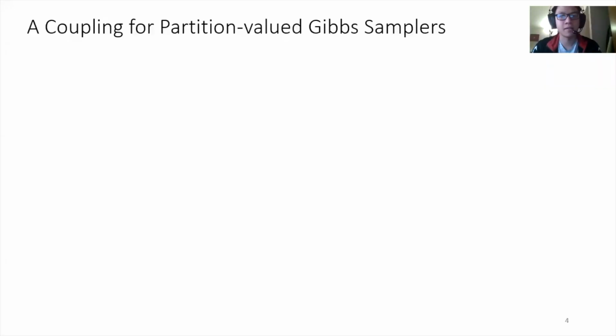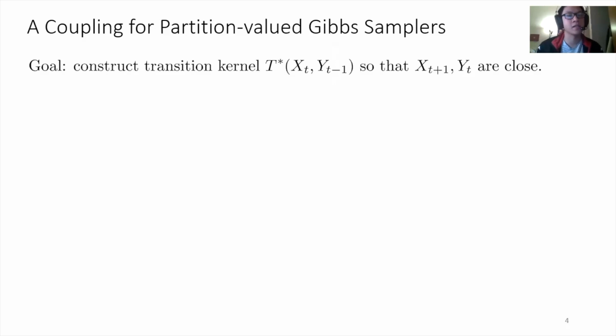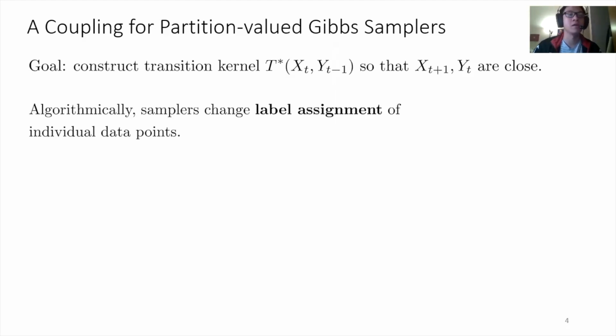Hi, my name is Tin. I will first walk you through our methodology. The idea is to construct transition kernels T star so that the next values of x and y are close. The idea being, if the distance between the two monotonically decreases, then the meeting time between them must be small.